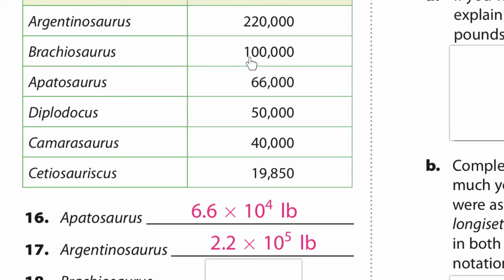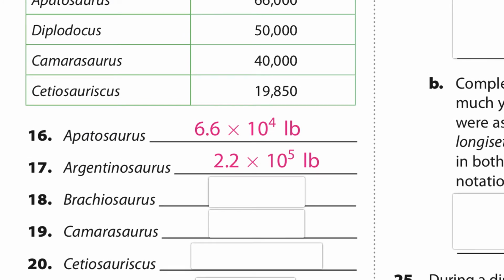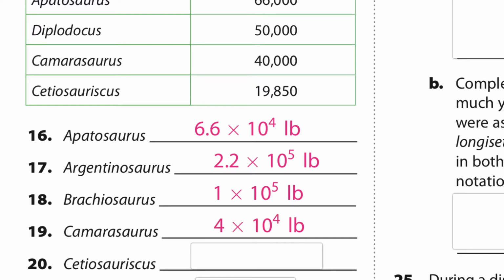That's going to be 1. And you don't have to put 1.0, I don't think. So 1 times 10 to the 1, 2, 3, 4, 5, times 10 to the fifth. And Camarasaurus, here it is. That one is 4. Create a number between 1 and 10 using a decimal. 4 times 10 to the 1, 2, 3, 4. 4 times 10 to the fourth.